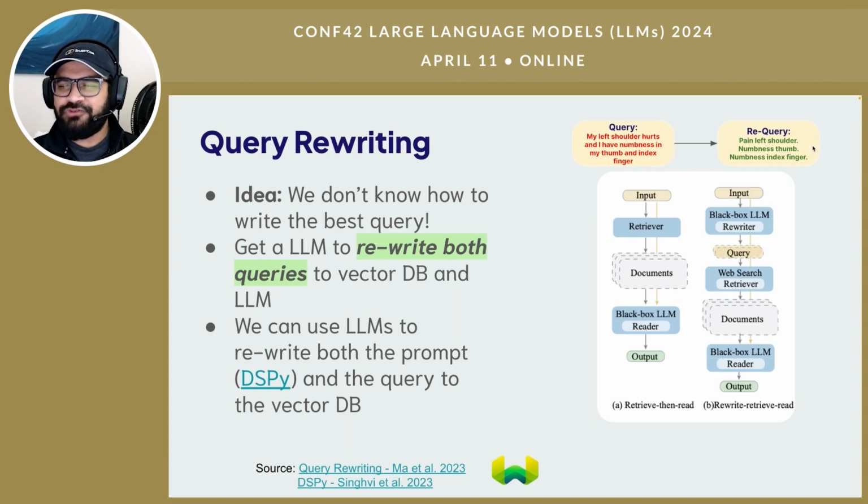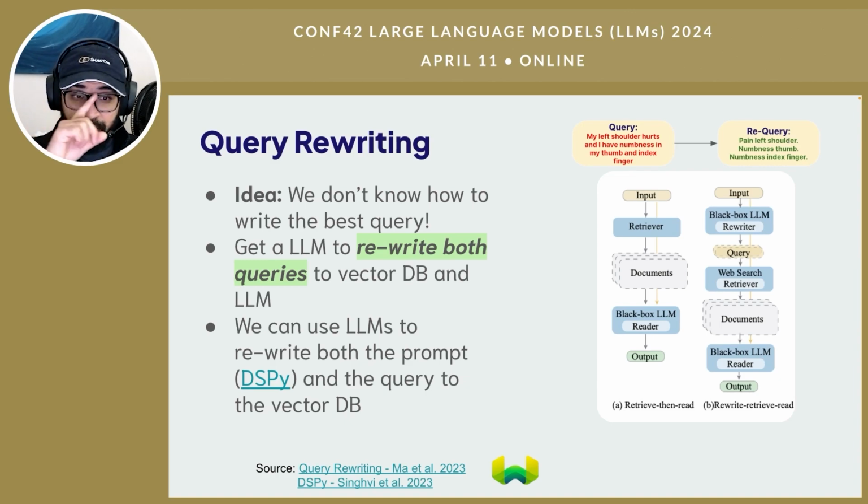So it kind of chunks it up into smaller sentences, and it says pain left shoulder, numbness thumb, numbness index finger. And so this is less understandable to a human, but maybe this is more understandable to a vector search engine like Weaviate, a vector database. So it optimizes the query to be understood by the vector database. And this is going to help us retrieve more relevant cases.